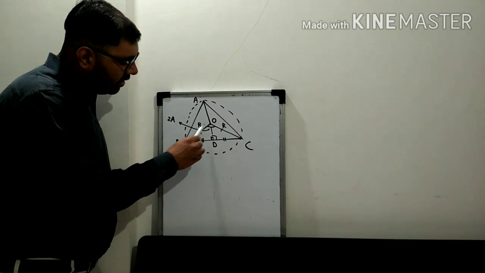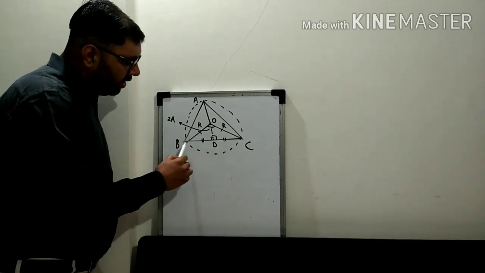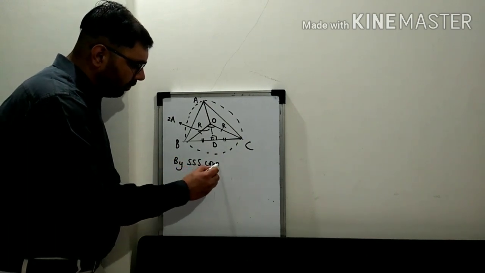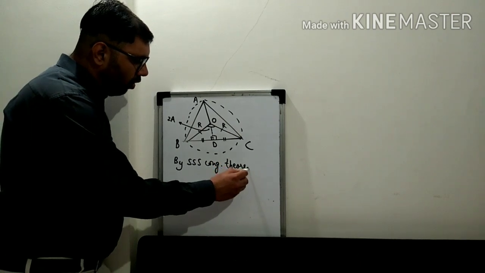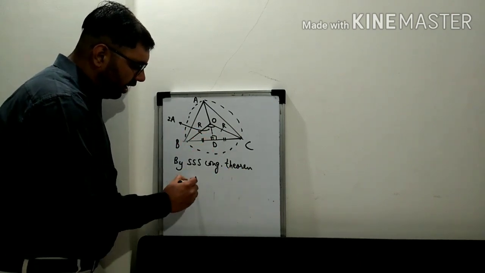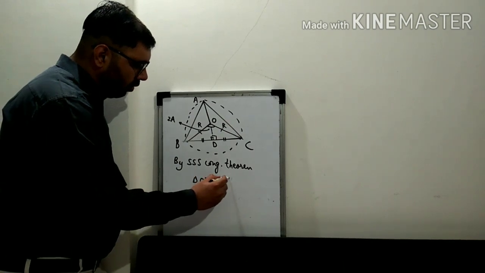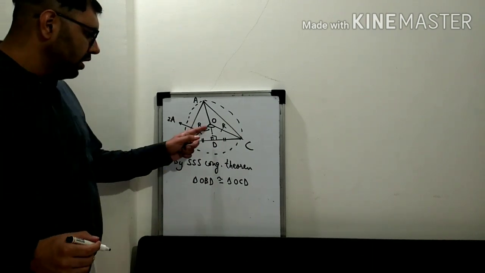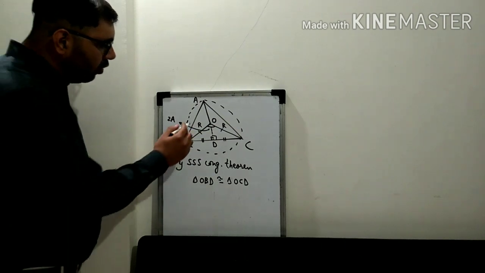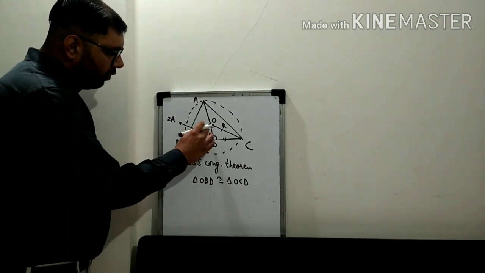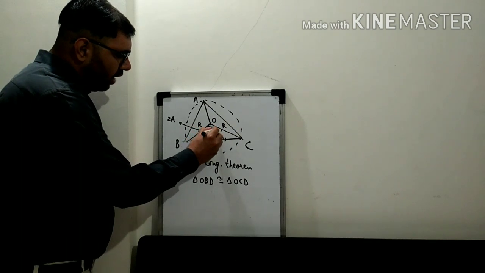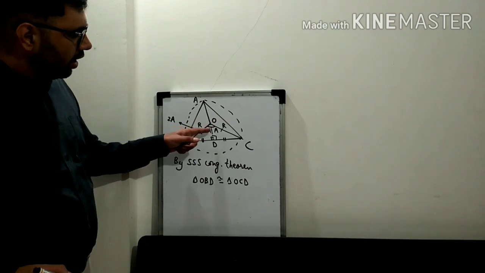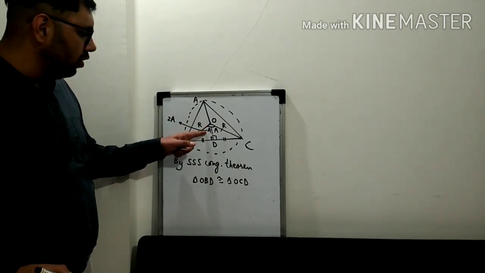So we can see that this side is equal to this side, this is the common side, and this side BD is equal to CD. So by the SSS congruency theorem, these two triangles will be congruent. Triangle OBD will be congruent to triangle OCD, which means the corresponding parts will be equal. So this angle will be equal to this angle. And I know that the complete angle is 2A. Therefore, this angle will be A and this angle will be A, because they are equal and the complete angle is 2A. So this will be 2A by 2, which is A.